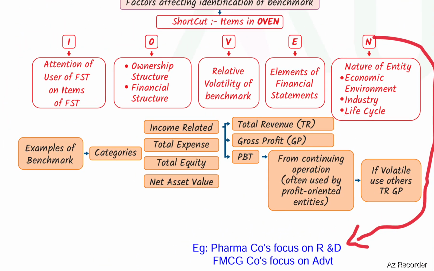Examples of benchmark categories: income related, such as total revenue, gross profit, and profit before tax from continuing operations, often used by profit-oriented entities. If volatile, use others like total revenue or gross profit, total expenses, total equity, or net asset value.